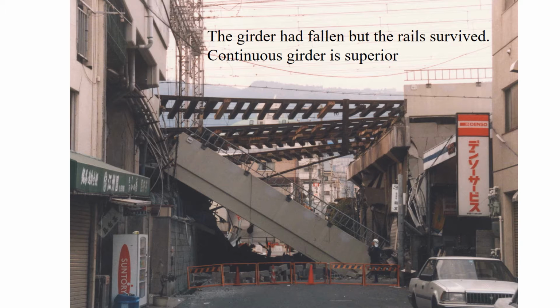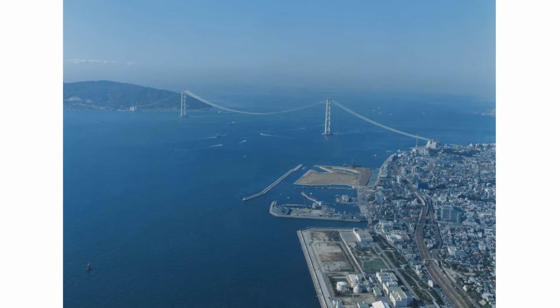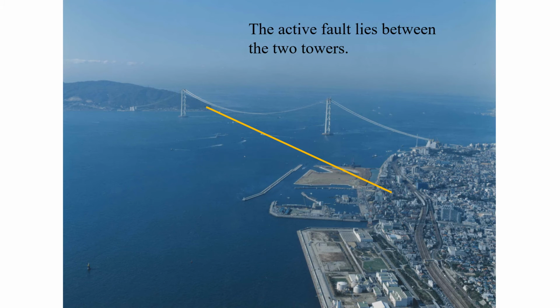We learned a lot from this tragedy to design a safe bridge against such a big earthquake. I was engaged in construction of the Akashi Kaikyo Bridge in Kobe. When the earthquake occurred, the main cables were just finished connecting the towers and anchorages as shown in this photo. The active fault lies between the two towers. This active fault triggered this earthquake.